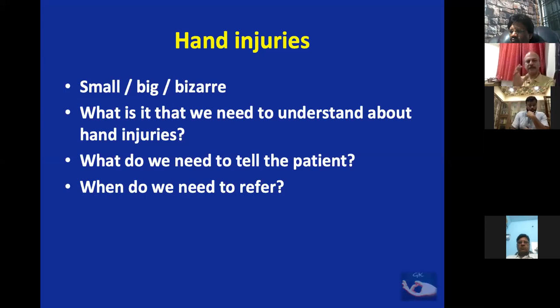That's all. There only, what has happened in the meantime? What happened in this 3 weeks? What has happened in these 3 weeks is the work of somebody called nature. The healing by nature. We need to understand, as far as hand injuries are concerned, this healing is both beneficial and at the same time detrimental. Because of the fibrosis and the scarring that occurs, the movements are hindered. Now, in every injury, there are certain things that you need to understand and tell the patient also. And when do we need to refer the patient? These are the things we'll be seeing as we go along.